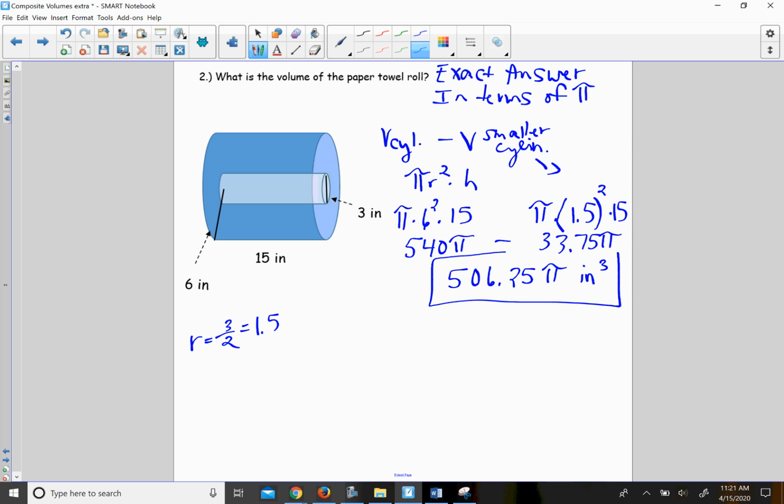That's how much space is taken up by the paper towel. So what's the volume of the hollowed out cylinder? That's the large cylinder. Take away the smaller piece in the center, leaves you with what's left around it.